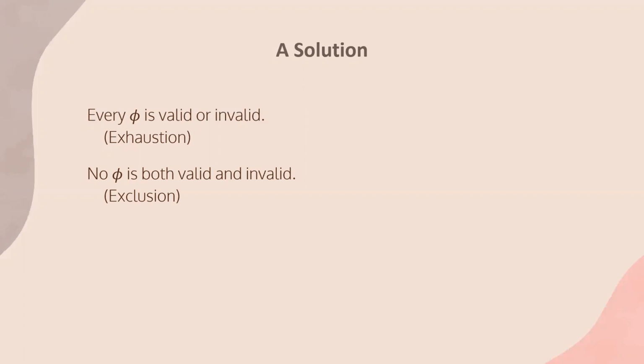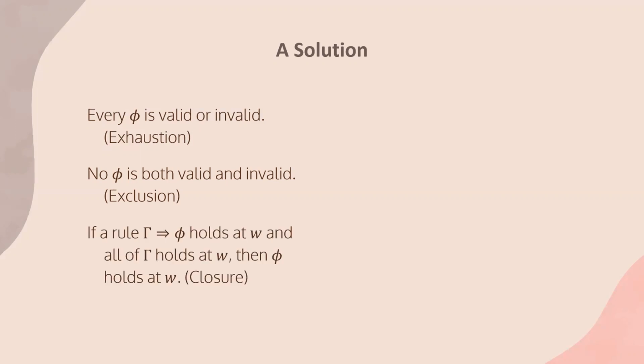So you might have, say, certain paraconsistent logics where there is a formula that's both valid and invalid. For example, if you have some paraconsistent logic that has a truth predicate, and the liar sentence is a theorem of that system, the liar sentence might be both valid and invalid. And another criterion we can pose is a sort of closure condition, so that if an inference rule holds at some world and all of the antecedent conditions of that inference hold at the world, then the consequent holds at that world.